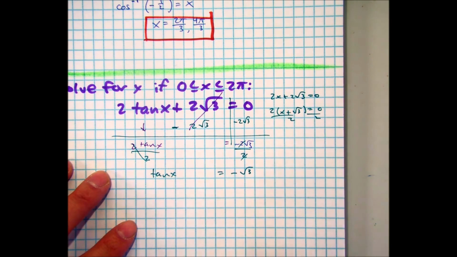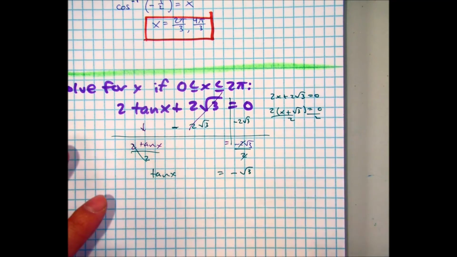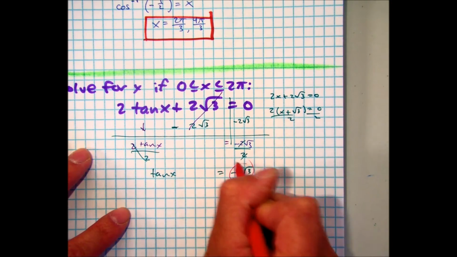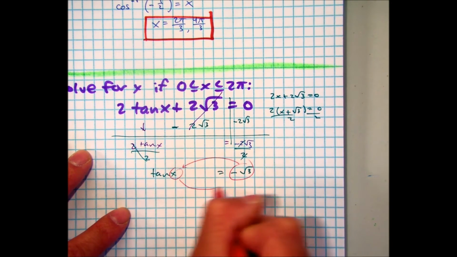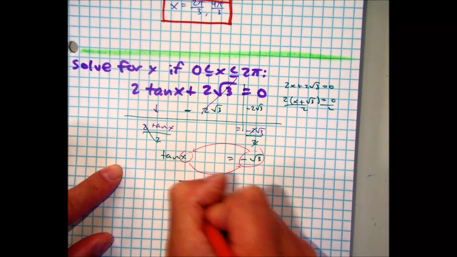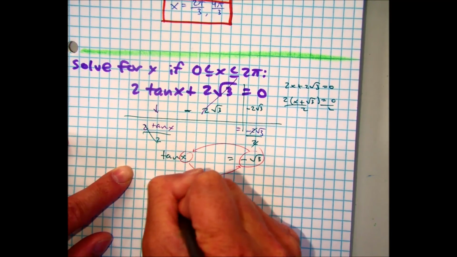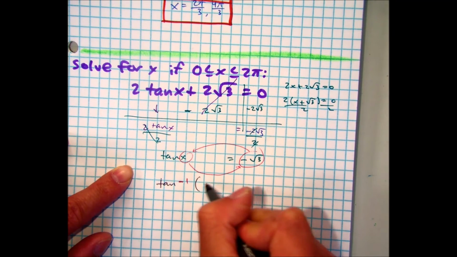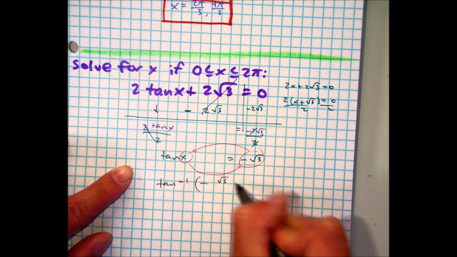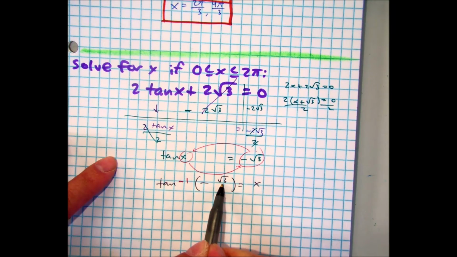Remember, I'm trying to solve for x, and you're not dividing by tangent on both sides. You're going to do the what? So now I have the inverse of tangent of negative radical 3 equals x. Class, how do you turn this into a fraction?